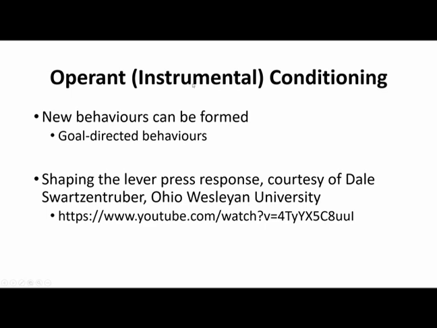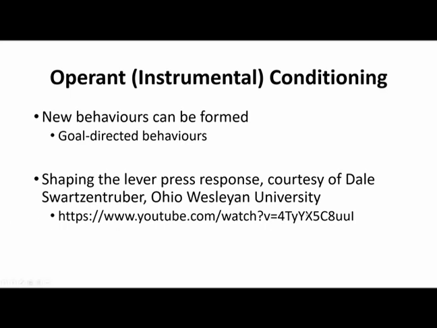So for operant, or instrumental conditioning, because all of these have two names, because why not? This is where new behaviors are formed, specifically goal-directed behavior. So this is behavior-event learning. You learn that by performing a particular behavior, you can cause a certain consequence to happen. When that consequence happens, if it's a good thing, it'll make you do the behavior more. If it's a bad thing, you will do the behavior less. So you've learned something about doing a particular behavior to achieve some kind of outcome.